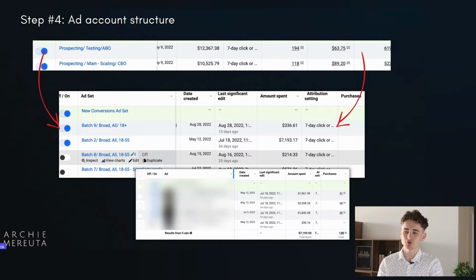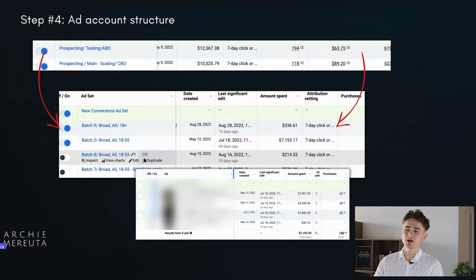But the account structure, what kind of bid strategies you use, what kind of budget optimizations you use, that does not impact the results. You could have the best account structure in the world, but if the offer is weak, if the creatives are not articulating those problems, those desires that they want, it is simply not going to convert, period.